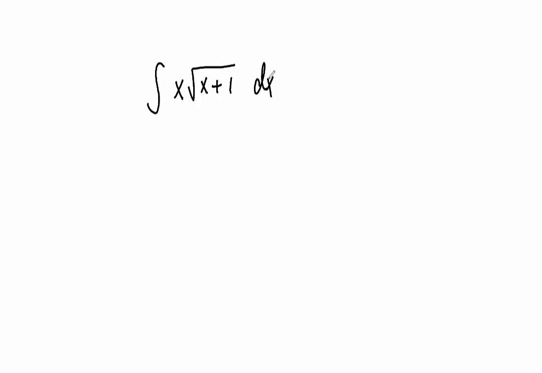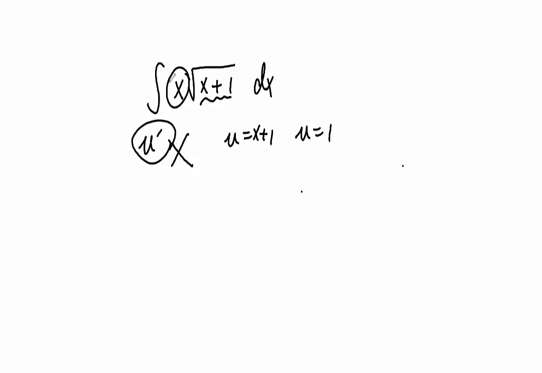Can we do u prime first? So first I try u prime. It's not going to work, because when I set up u to be x plus 1, the derivative of that is going to be 1, but we have x in front. No good. If I can get rid of x, we'll be able to solve it.